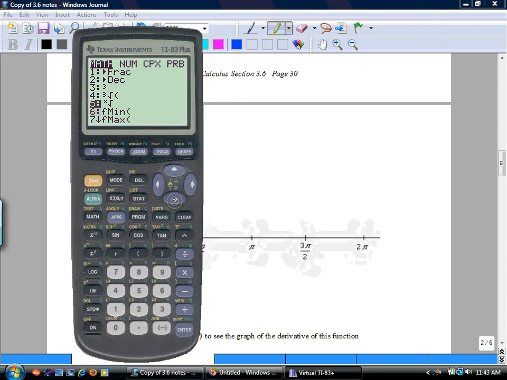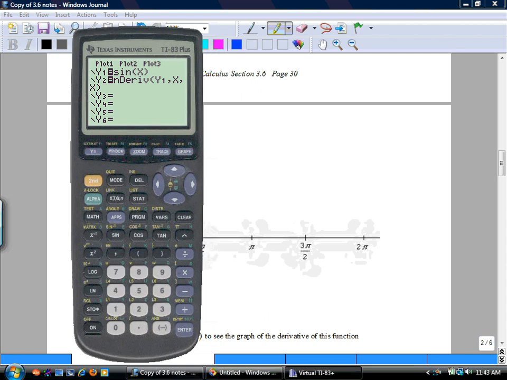I think it's right here, nDeriv. And then you're going to get it to put y1. Maybe you just want to watch. y1: vars, over to y vars, function, y1, comma x, comma x. So you can get the calculator to graph a function and its derivative at the same time.